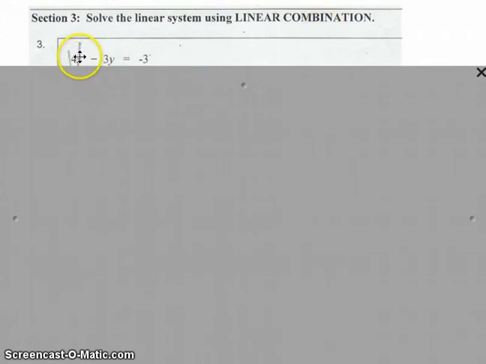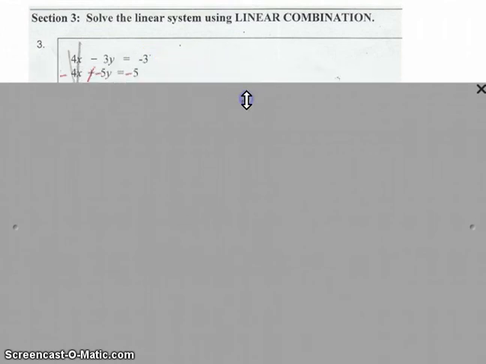So let's say you were given this question here. 4x minus 3y equals negative 3. And the second equation is, ignore the red stuff here if you can. I'm sorry that this is written on top, but it was originally 4x plus 5y equals positive 5.